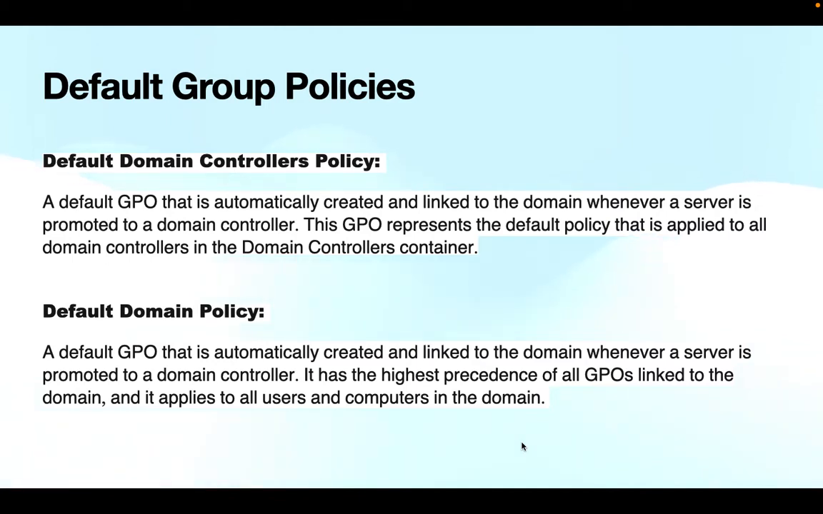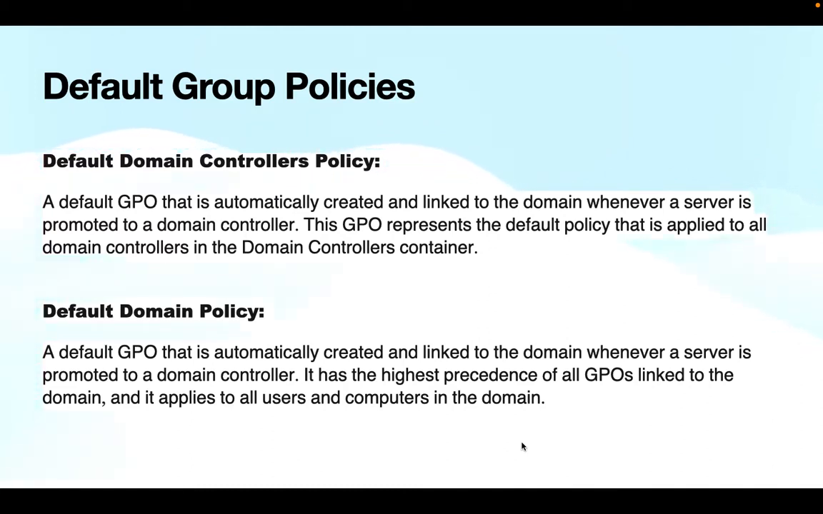Second, the Default Domain Policy. A default GPO that is automatically created and linked to the domain whenever a server is promoted to a domain controller. This is the first time, meaning when you promote a domain controller as a domain, that time this group policy will be created automatically. And it has the highest precedence of all GPOs linked to the domain.